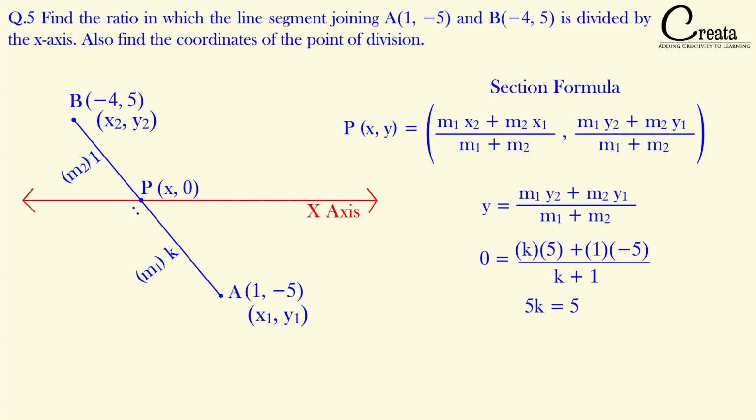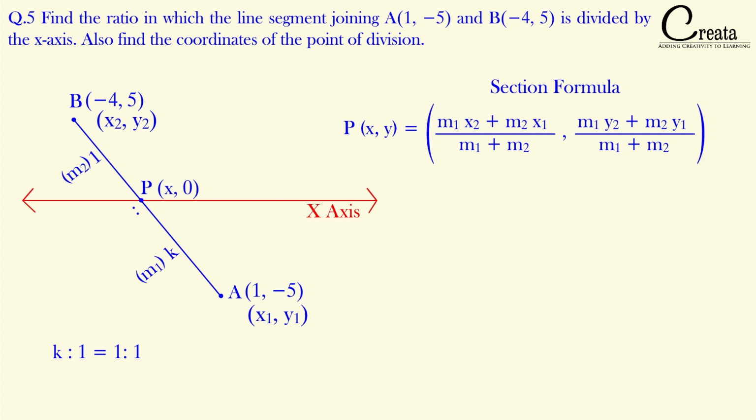On solving, we got the value of k as 1. That is, the ratio k is to 1 will be equal to 1 is to 1. That is, the point P is dividing this line segment AB into the ratio of 1 is to 1. Got it? We got one part of the answer. Let's move to the second part where we have to calculate the coordinate of the point P.